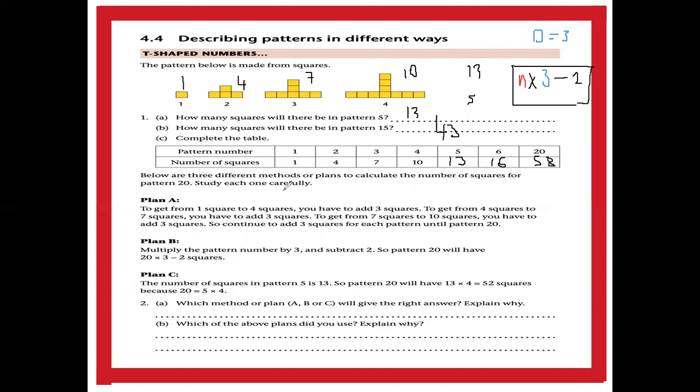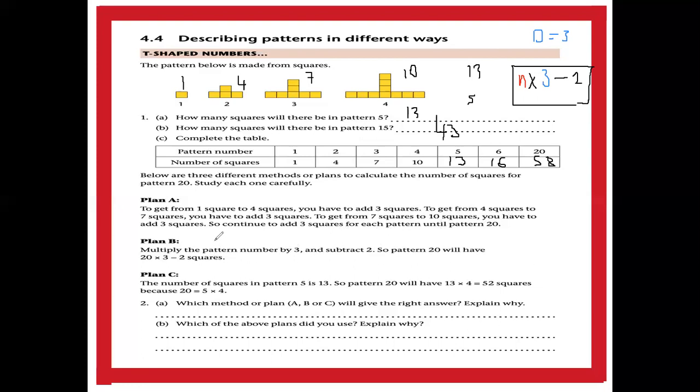Below are 3 different methods or plans to calculate the number of squares for pattern 20. Study each one carefully. So plan A is to get from 1 square to 4 squares, you have to add 3 squares. To get from 4 squares to 7 squares, you add 3 squares. To get from 7 squares to 10 squares, you add 3 squares. So continue to add 3 squares for each pattern until 20.